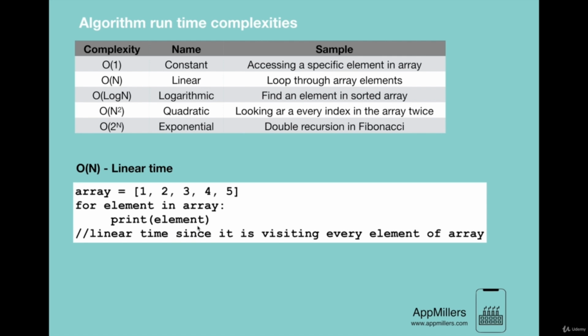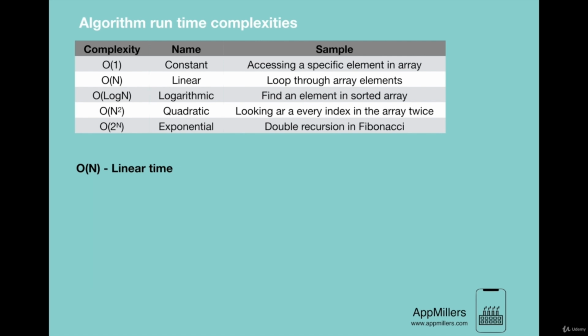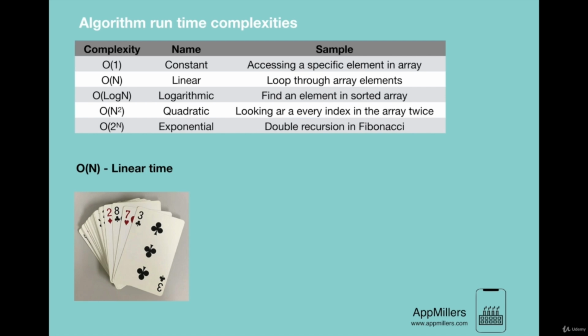Now if we go back to our deck of cards analogy, again, if we have a deck of cards and I want to select a specific card, let's say we want to select the 10 of hearts from this deck. In this case, you have to look through every card until you find that card.